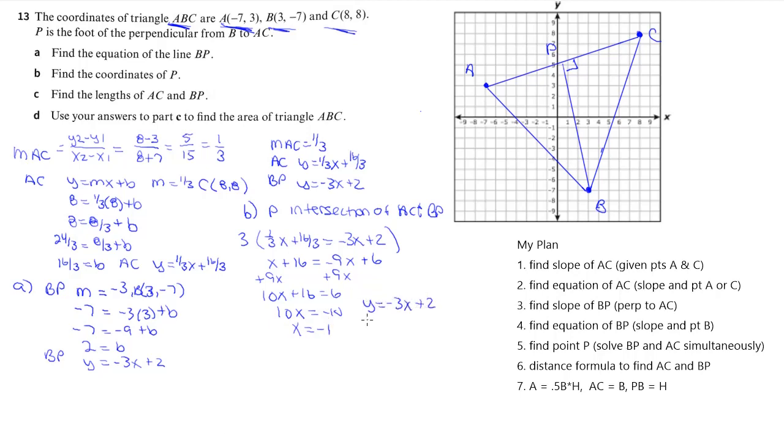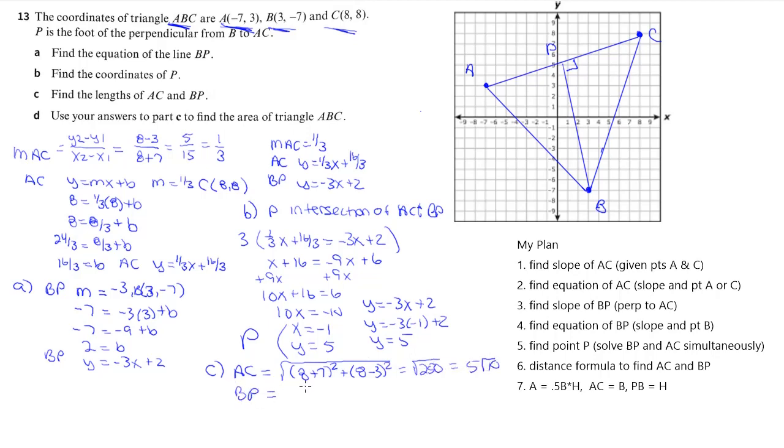When I substitute -1 back into the original equation, I find out that y is going to be 5. So now I know that point P is actually (-1, 5). Obviously my picture was off, but it's not terribly out of the ballpark. And see, now when I go to C, I'm going to go find the lengths. I've got the 2 points. All I do is use the distance formula.